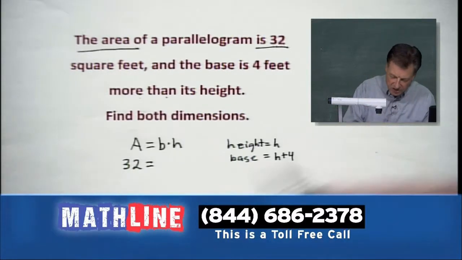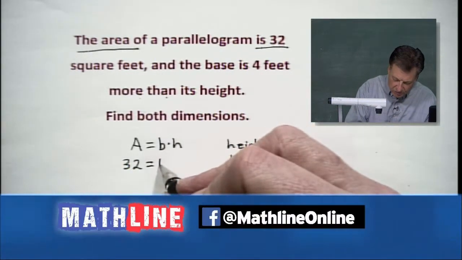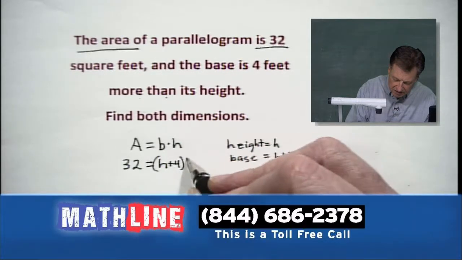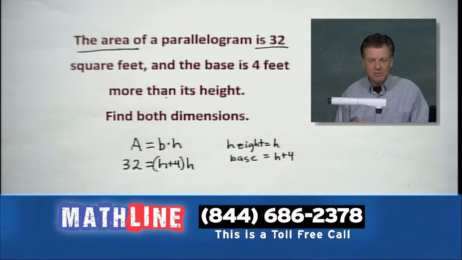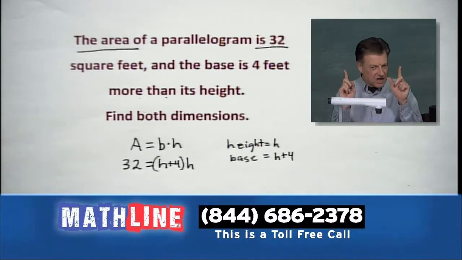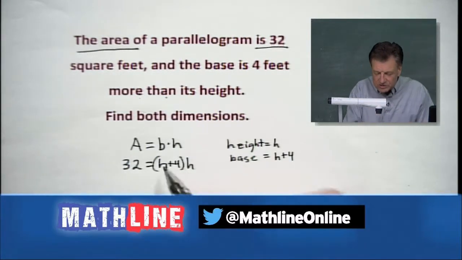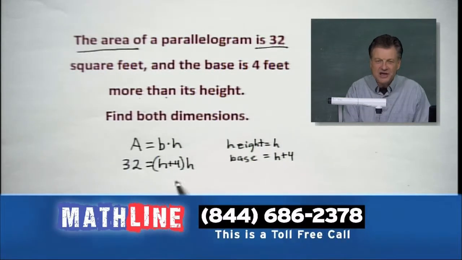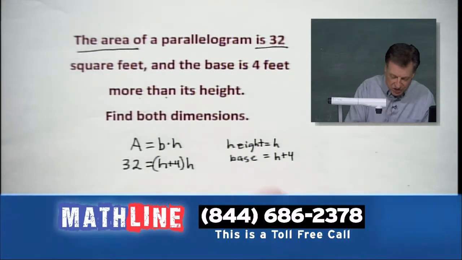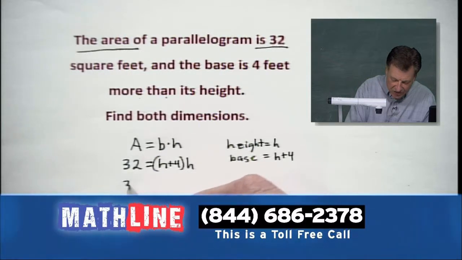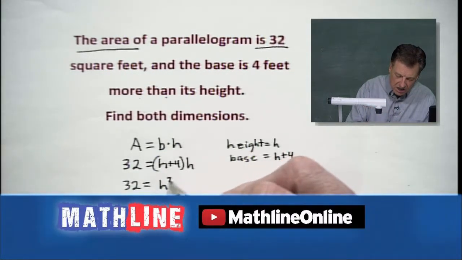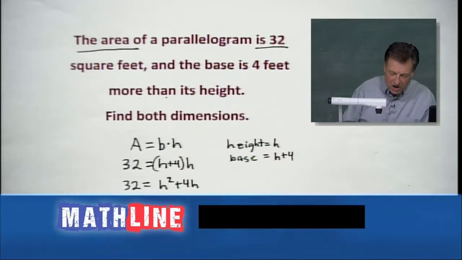So what are we going to do? We're going to multiply. We're going to put in h plus 4 in place of b, and we're going to put an h right there. Well, that wasn't so bad, was it? Not very painful at all. A lot of times we like to see the h in front of the parentheses. It's okay. We're still going to distribute the h through h plus 4. So we've got 32 equaling h squared plus 4h.